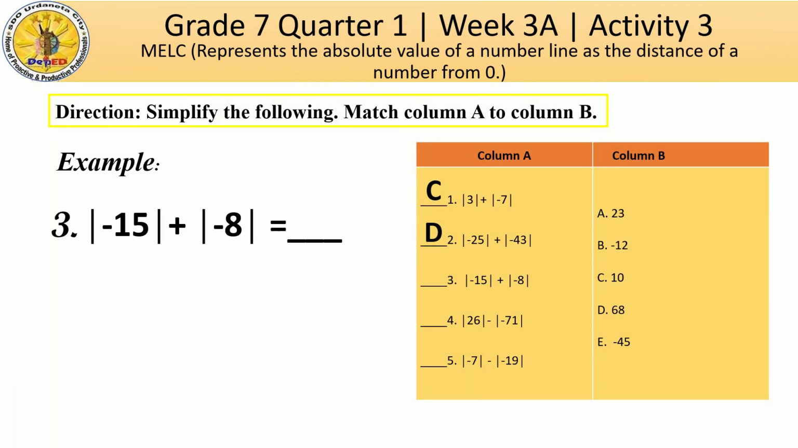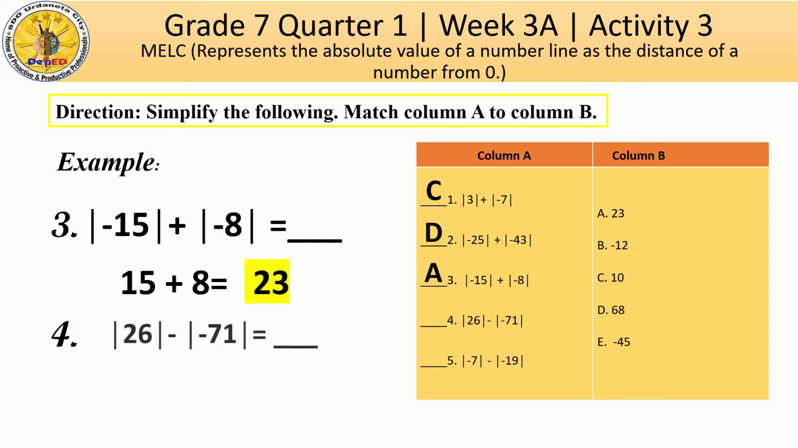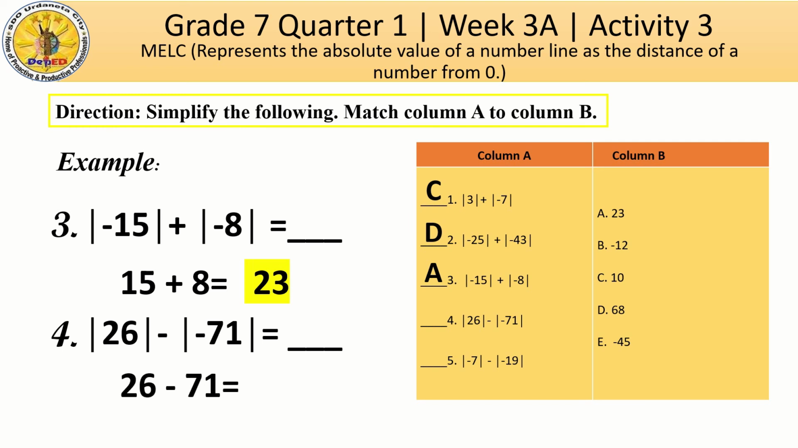How about number 3? The absolute value of negative 15 is 15 plus the absolute value of negative 8 is 8. 15 plus 8, the answer is 23. 23 is letter A. Number 4. The absolute value of 26 minus the absolute value of negative 71. 26 minus 71, negative 45. Negative 45 is letter E in column B.